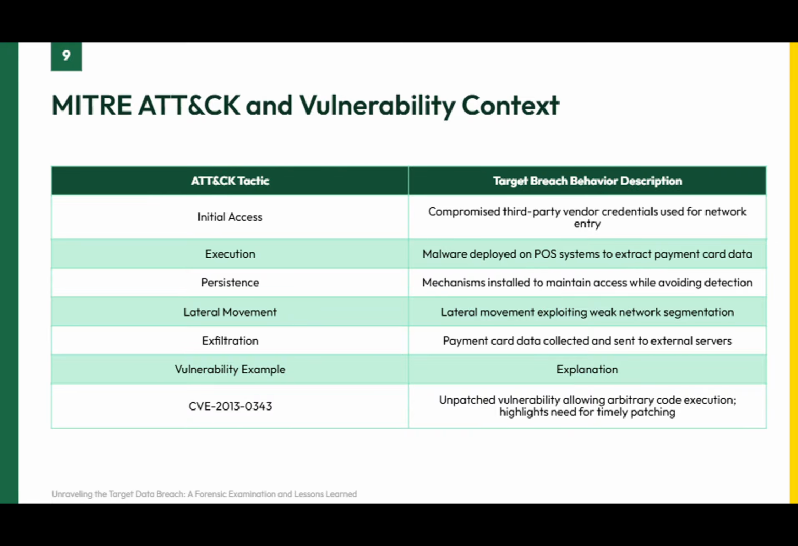And right now we're going to talk about the Target attack and vulnerability context. The first attack stage is initial access. Initial access is caused by compromised third-party vendor credentials used for network entry. The second one is execution. Execution is malware deployed on the POS system to extract payment data. And the third one is persistence. It is a mechanism that is installed to maintain the access while avoiding the detection.